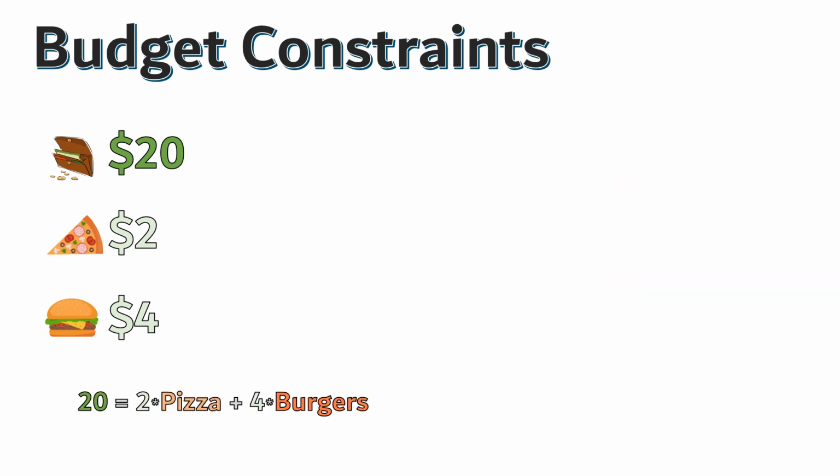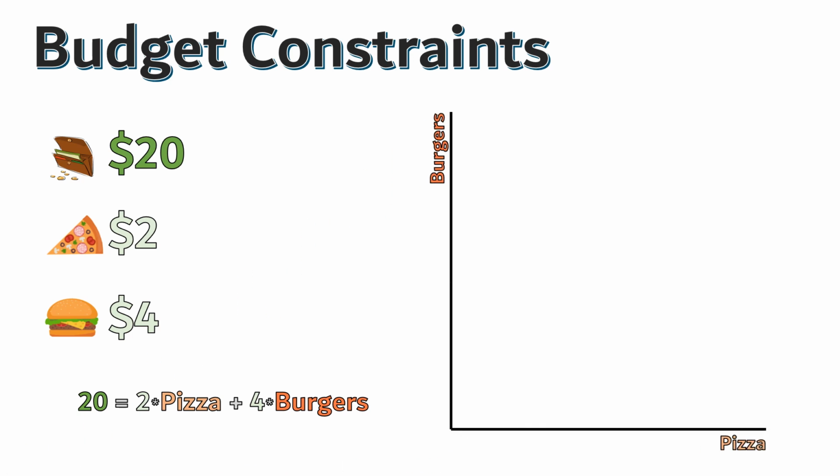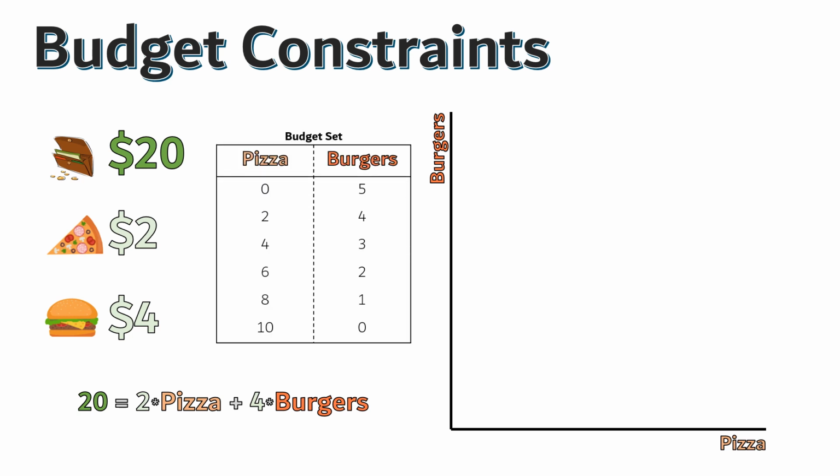To better understand the buyer's problem, we can graph this budget constraint. We will put the quantity of burgers on the vertical axis and the slices of pizza on the horizontal axis. Let's think about the consumption bundles available to us. With $20, we can afford as many as 5 burgers. But if we bought 5 burgers, we would have no money left for pizza. Nevertheless, we can place 0 slices of pizza and 5 burgers on our graph. That bundle is represented by this dot at coordinates 0 and 5.